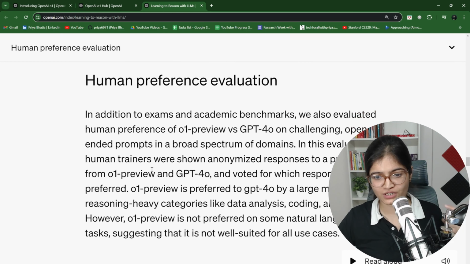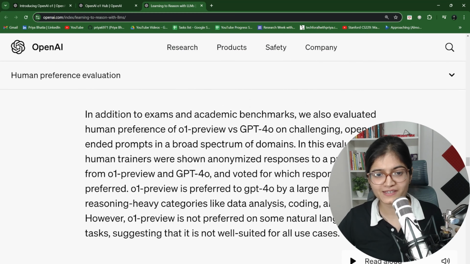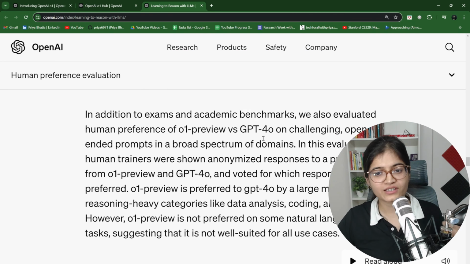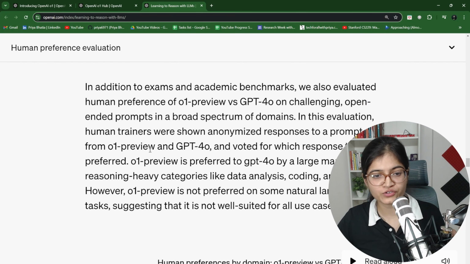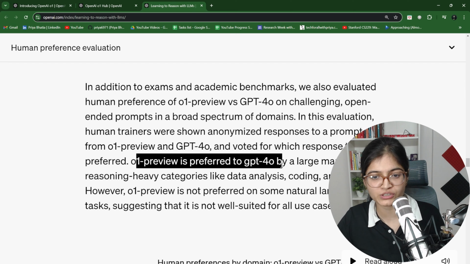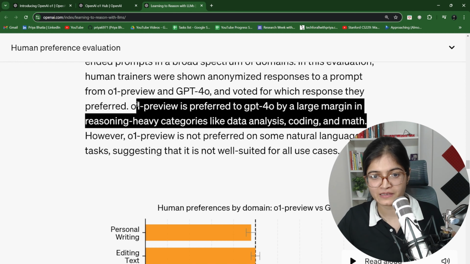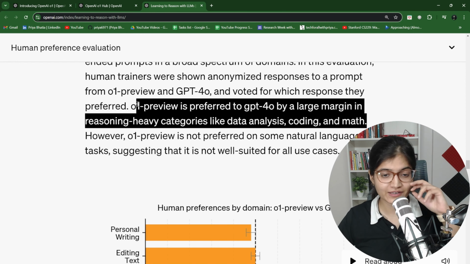Human preference evaluation is again a very interesting part, where you can see that in addition to exams and academia, we have done the evaluation of human preference of O1 preview versus GPT-4o on challenging open-ended prompts. In this evaluation, human trainers were shown responses to a prompt from O1 preview and GPT-4o, and voted for which response they preferred. O1 preview is preferred to GPT-4o by a large margin in reasoning-heavy categories like data analysis, coding, and maths. So that is where the major difference lies.